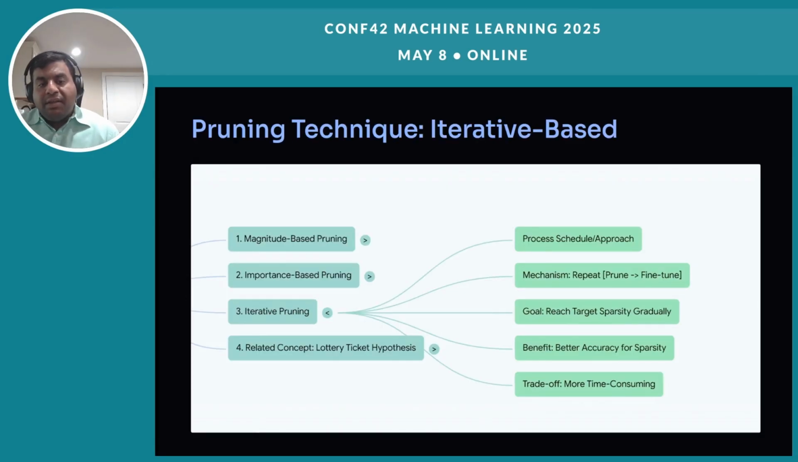Iterative pruning technique. What's the mechanism we use here? As we see in the process diagram, it involves repeating the cycles of prune, fine-tune. We remove a small percentage of weights or neurons, retrain briefly, then remove some more, retrain, and so on. The goal is to reach the target sparsity or size gradually, rather than removing everything at once. This gradual approach generally leads to better accuracy preservation for a given level of sparsity compared to one-shot pruning. What are the trade-offs? It's more time-consuming due to multiple pruning and retraining steps.